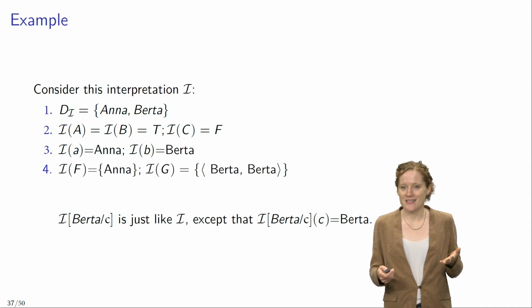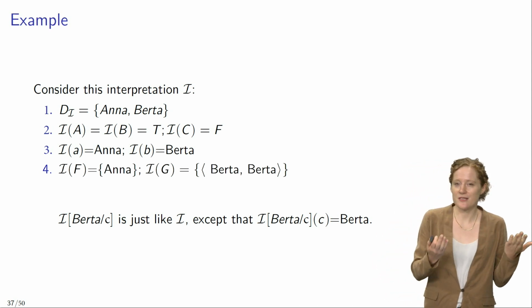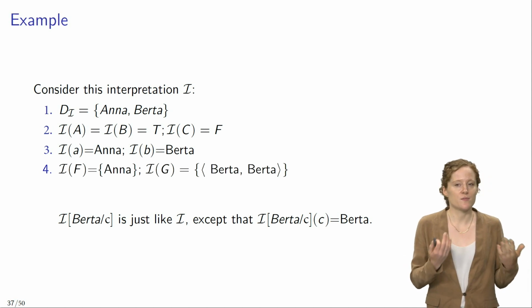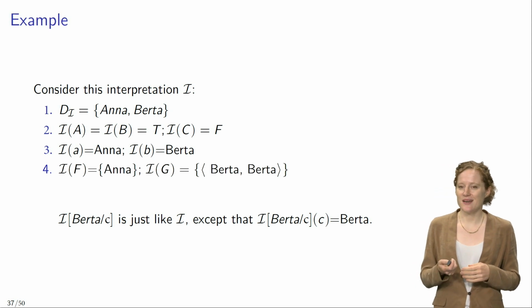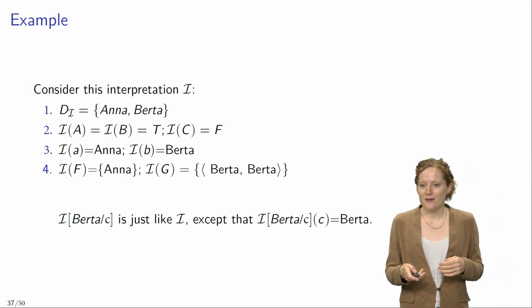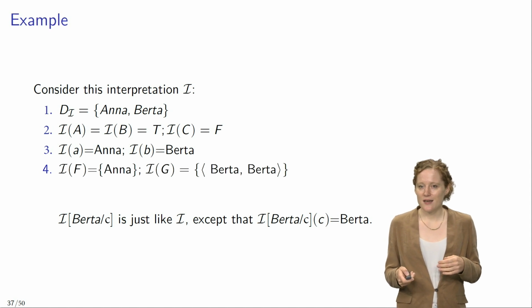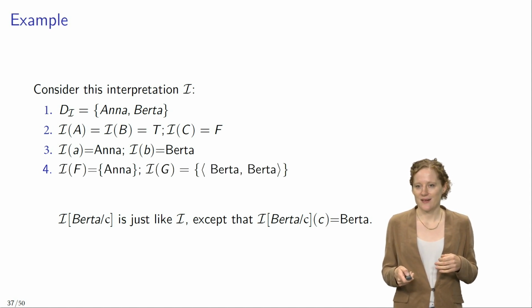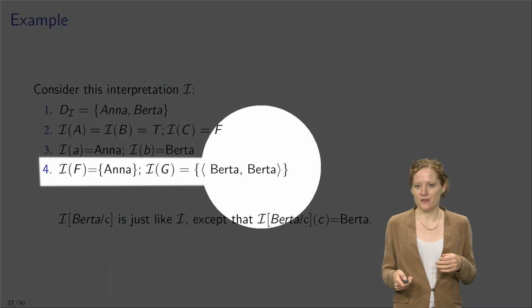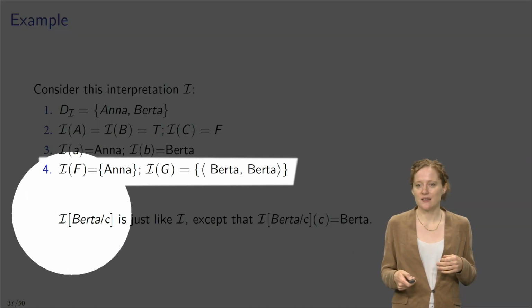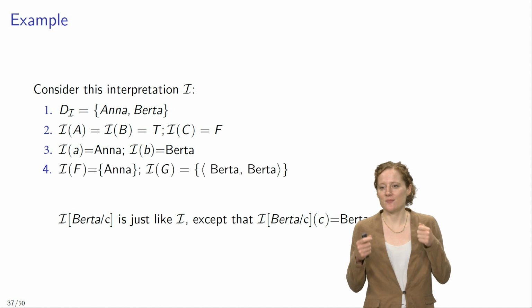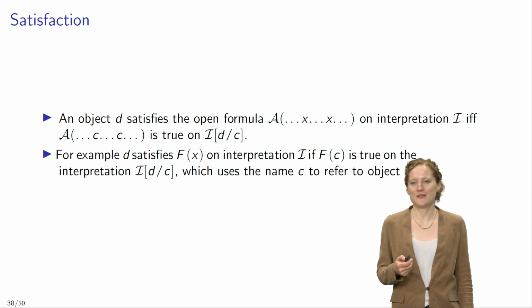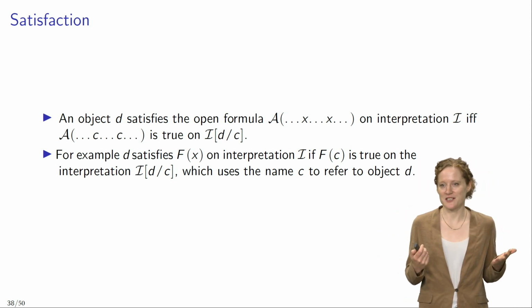So let's look at an example. Suppose this is our interpretation I. We've seen it before. The domain includes Anna and Berta. A refers to Anna, B refers to Berta, and so on and so forth. Now, the interpretation I, Berta, C, that I've denoted down here, is just like I, except that it uses the name C to refer to Berta. The next important concept that we need to introduce is the concept of satisfaction.